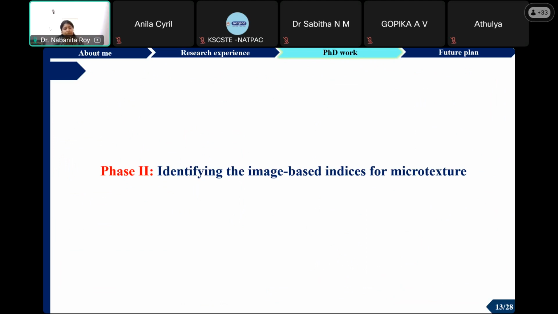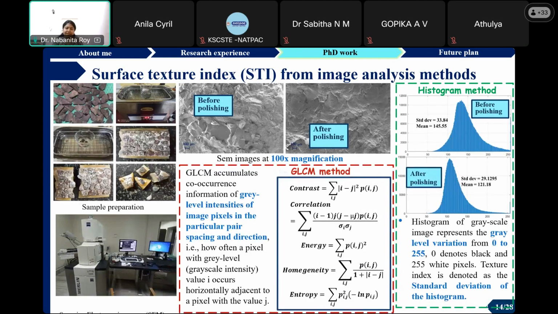Now coming to phase 2. How can we quantify the aggregate microtexture or deterioration? For that, we have taken coarse aggregates of a particular size, 10 mm passing and 8 mm retained, and cleaned them thoroughly. Why is it important? Because in this phase all the studies are related to the microscope, so any dirt or anything on the surface will cause some problem.